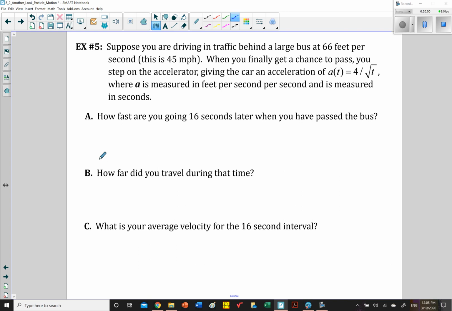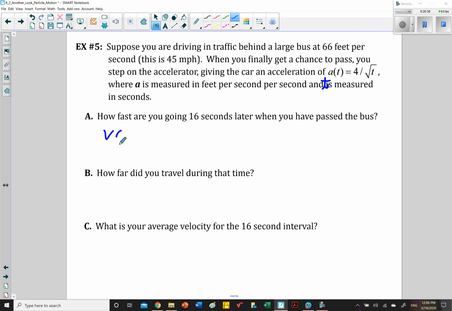Suppose you're driving in traffic behind a large bus at 66 feet per second. This is 45 miles an hour roughly. When you finally get a chance to pass, you step on the accelerator, giving the car an acceleration of 4 over the square root of t, where acceleration is measured in feet per second squared and time is measured in seconds. How fast are you going 16 seconds later when you have passed the bus?